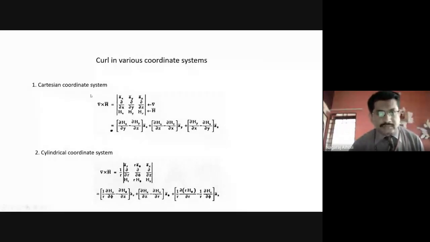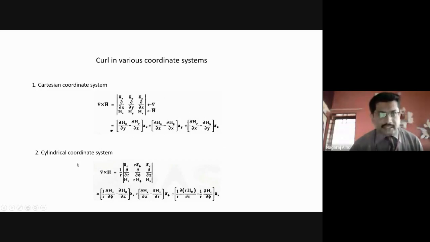In Cartesian coordinate system, del cross h bar, that is curl of h bar, magnetic field intensity, is given by the determinant of ax, ay, az, dou by dou x, dou by dou y, dou by dou z, that is del, then hx, hy, hz, that is h bar. If we write this determinant in the expansion form, then we'll get dou hz by dou y minus dou hy by dou z into ax bar plus dou hx by dou z minus dou hz by dou x into ay bar plus dou hy by dou x minus dou hx by dou y into az bar. This is in the Cartesian coordinate system what we derived in the previous class.